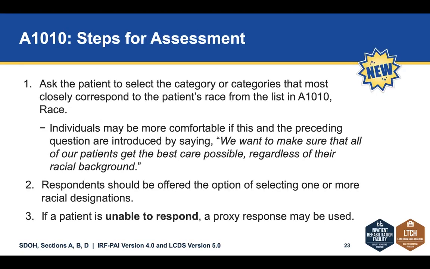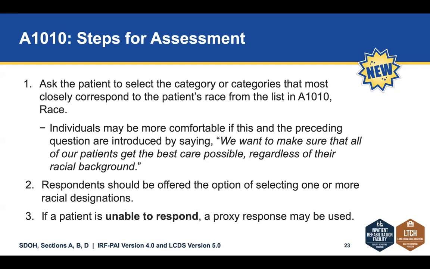The first step to collecting this information is for the assessor to ask the patient to select categories that most closely correspond to their race from the list in A1010. Again, there may be some who are uncomfortable with answering this question, so the assessor can use a similar statement to the one that we reviewed under ethnicity when asking the patient about their race.